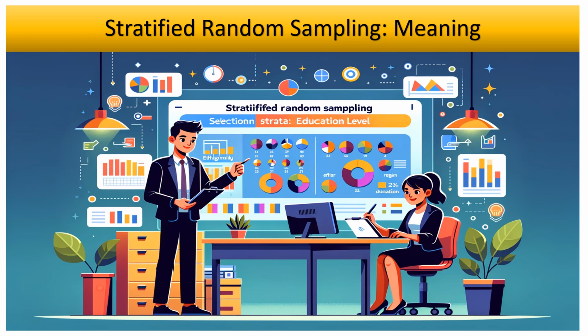This video presents the meaning, key features and the advantages of stratified random sampling. Stratified random sampling is a method of sampling that involves dividing a population into smaller groups known as strata. These strata are formed based on shared attributes or characteristics. From each stratum, a random sample is selected using methods like simple random sampling. This approach ensures representation from each subgroup in the total sample.